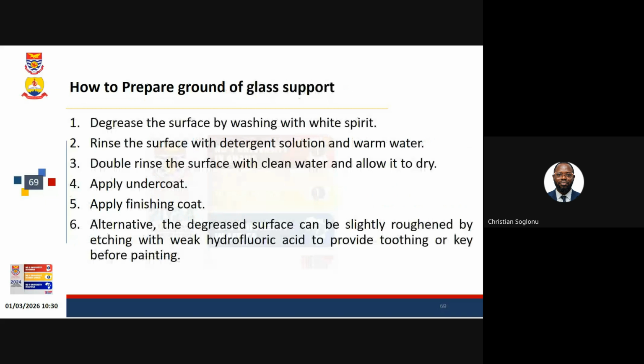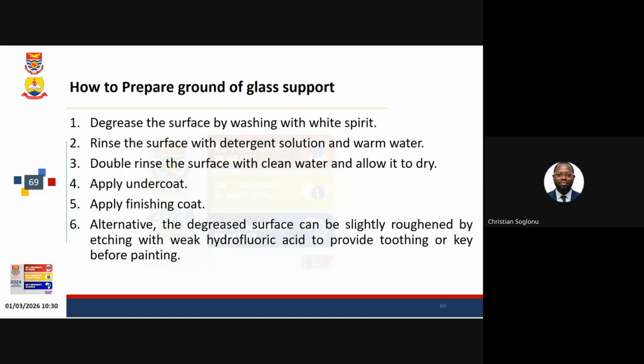How to prepare ground of glass supports. That one to degrease, we'll get rid of every oily substance on the surface. So you degrease the surface by washing with a spirit. So after doing that, we rinse the surface with detergent solution and warm water.